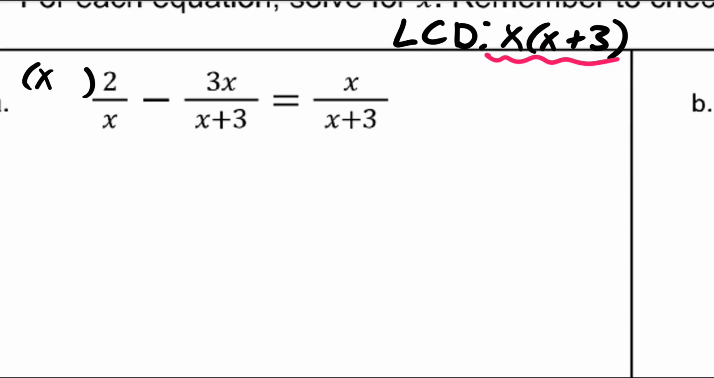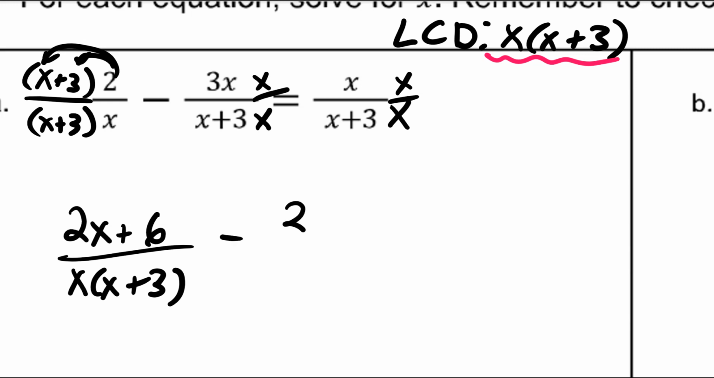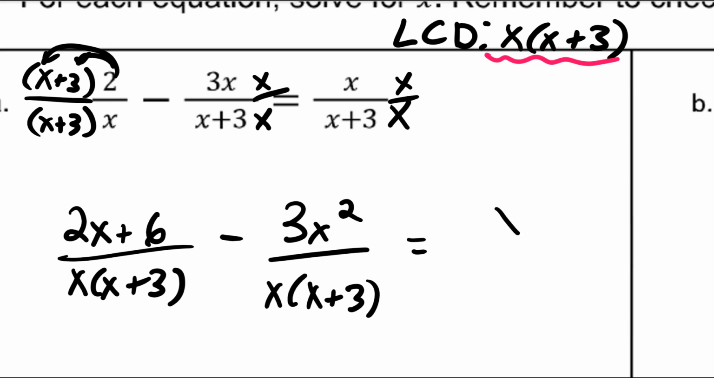I can multiply the first fraction by x plus 3 over x plus 3. Again, I need to do it to the numerator and denominator because x plus 3 over x plus 3 is just a fancy way to write 1, and I could always multiply something by 1 without changing the value. For x plus 3, I can multiply by x over x as well. So if I distribute that 2 in there, in my first numerator, I'd be left with 2x plus 6 divided by x times x plus 3, minus 3x squared times x plus 3, equals x squared times x plus 3.